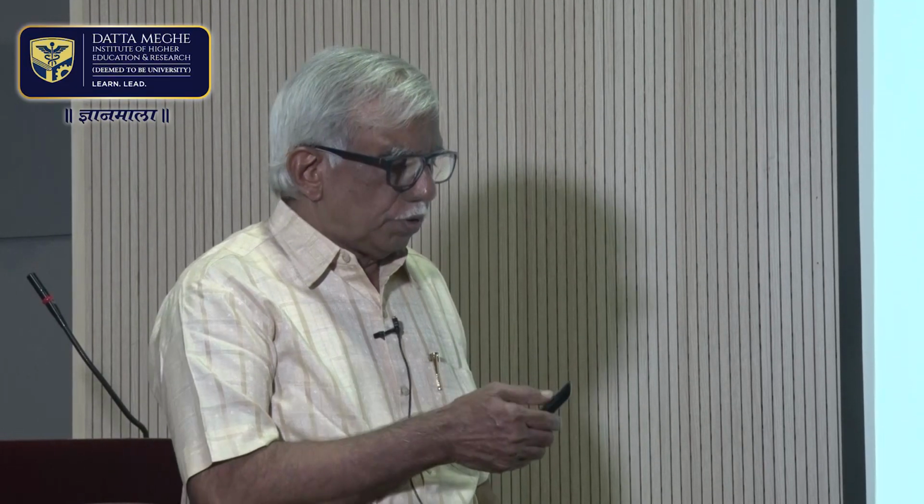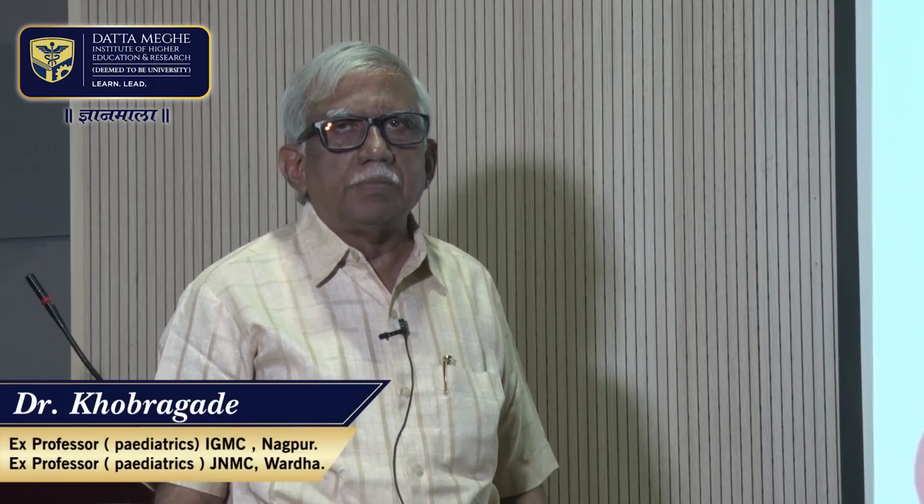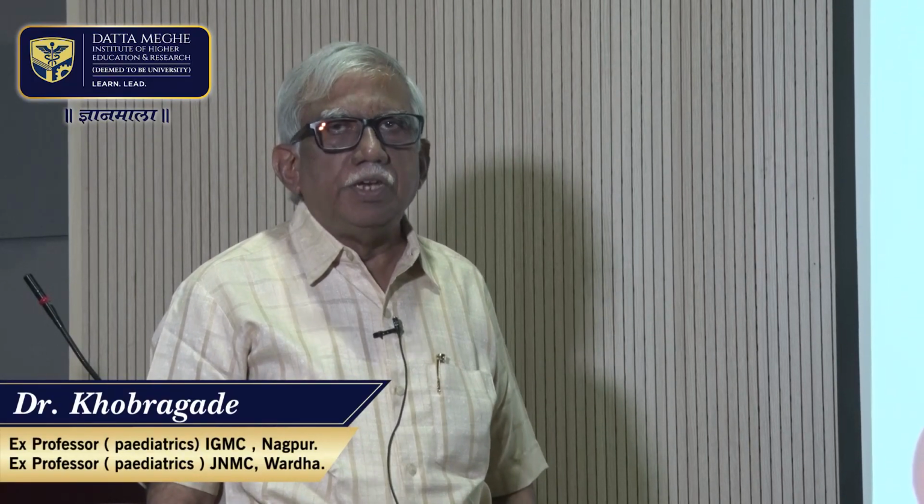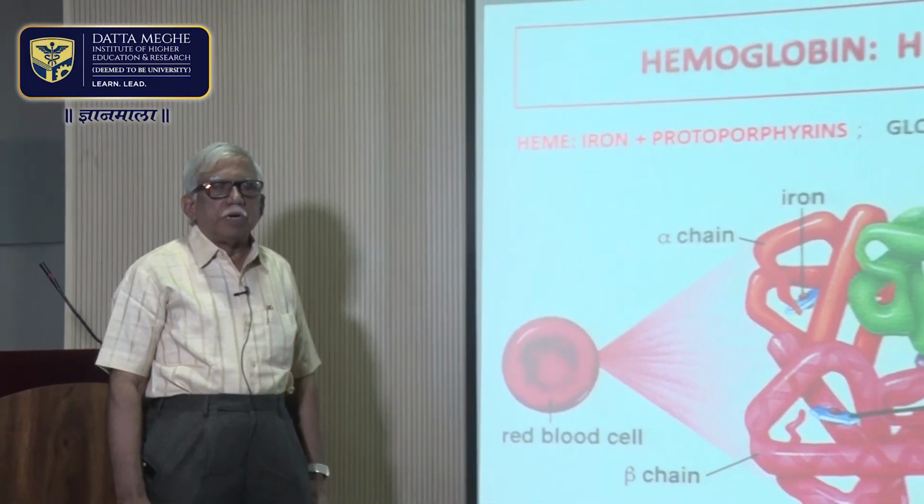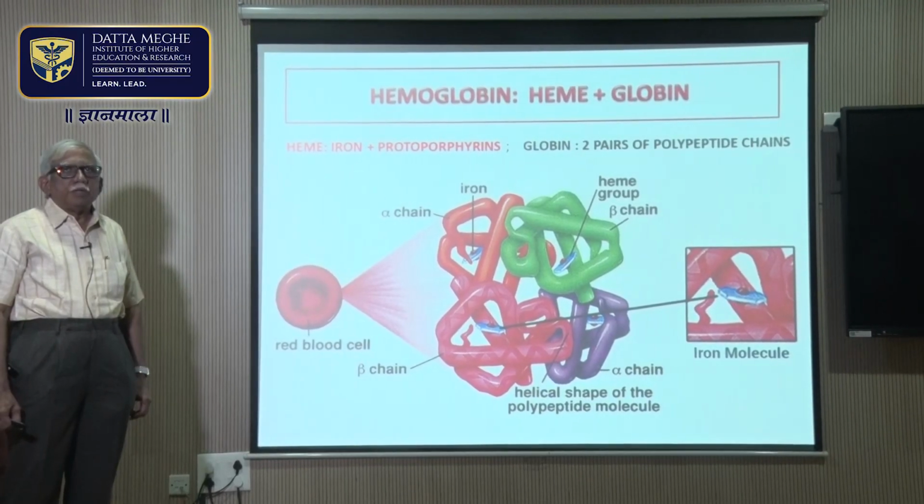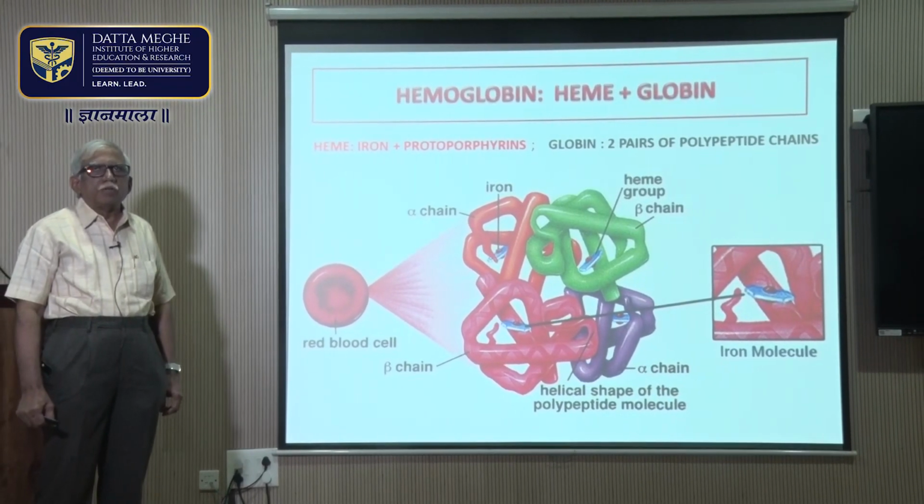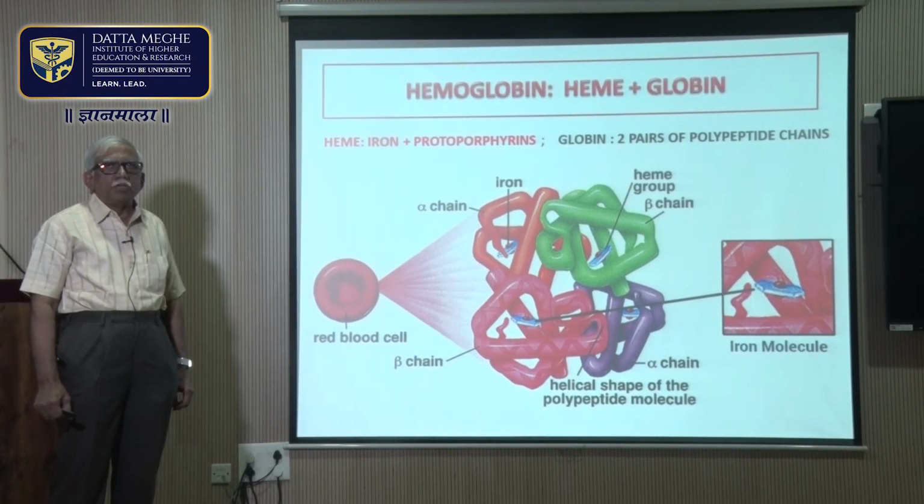Now, what is this hemoglobin? Let us see. Hemoglobin is nothing but a chromoprotein, that means a pigmented protein, which contains heme. Heme contains iron, which combines with the porphyrins and gives rise to a heme molecule. Now, this heme molecule is attached to the globin molecule. This heme plus globin gives rise to hemoglobin.